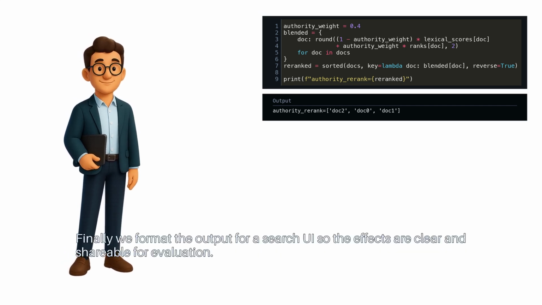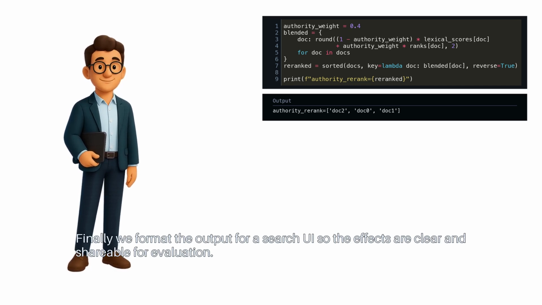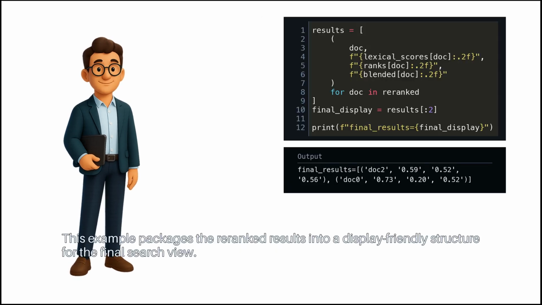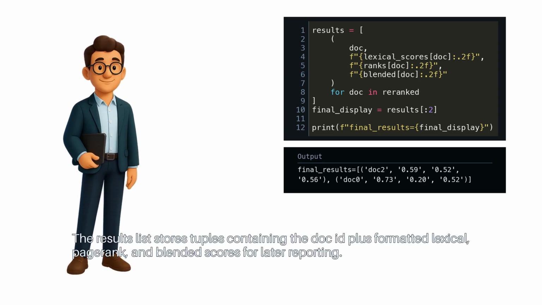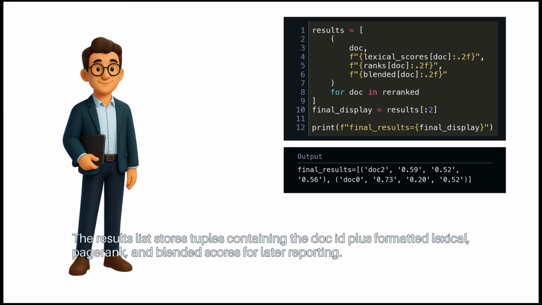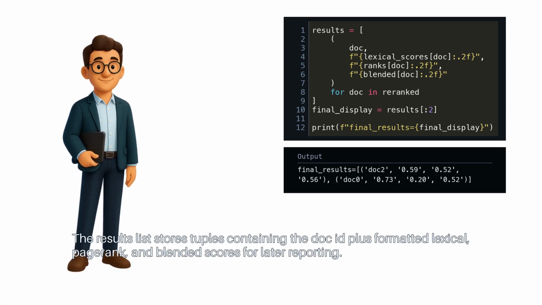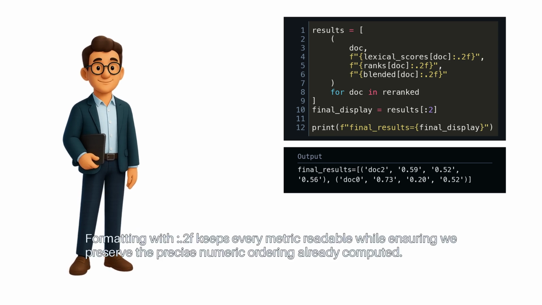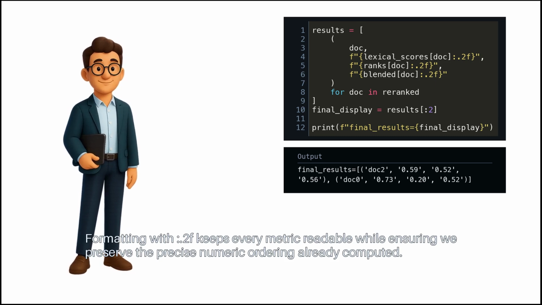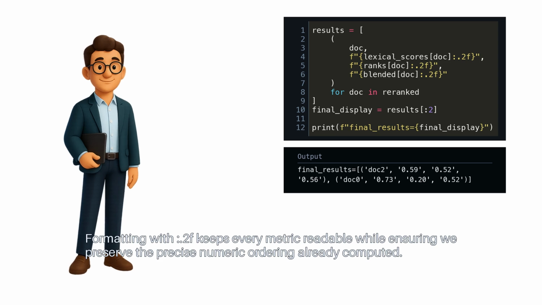Finally, we format the output for a search UI so the effects are clear and shareable for evaluation. This example packages the re-ranked results into a display-friendly structure for the final search view. The results list stores tuples containing the doc ID plus formatted lexical, PageRank, and blended scores for later reporting. Formatting with .2f keeps every metric readable while ensuring we preserve the precise numeric ordering already computed.